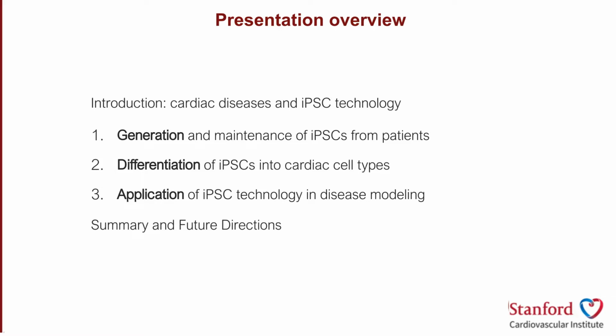I'll first introduce some central themes with some relevant background, and then I'll spend a lot of time in the following three main sections. First, how we generate and maintain iPSC lines. Next, how we can differentiate these lines into cardiac cell types. And then finally, how we can use these models as viable tools to study disease, with specific emphasis on some exciting therapeutic targets that our lab has elucidated in the past few years. Finally, I'll summarize what we have learned today and discuss some possible directions for the future of this technology.